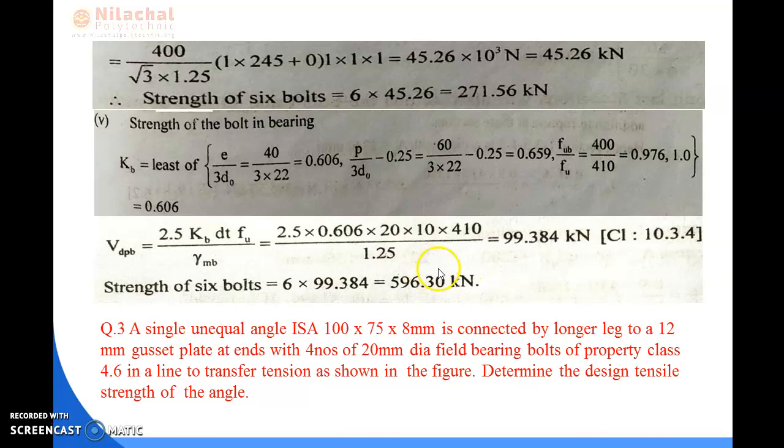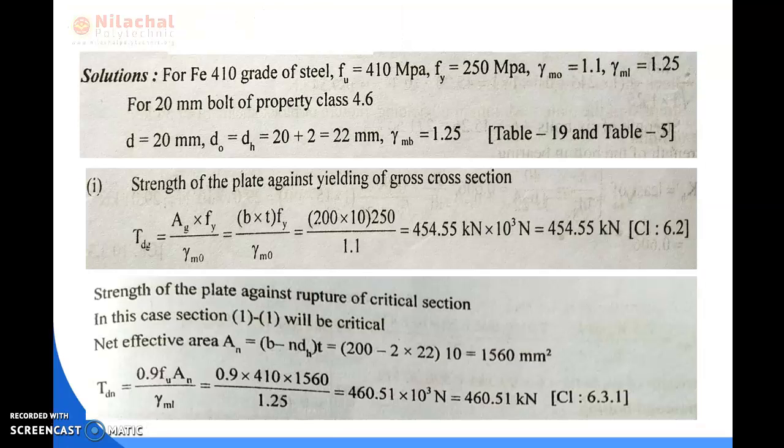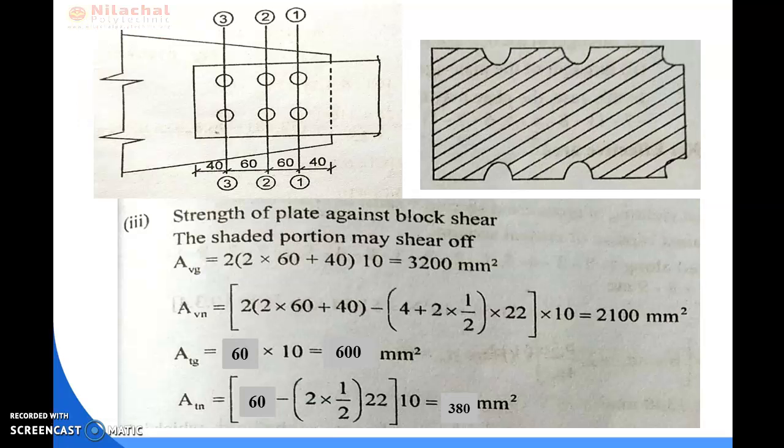So, now the design strength of bolt is the minimum of design strength in shearing and design strength in bearing. So, here is one strength value and here is another strength value. The minimum of these two is 271.56. Hence, the design strength of bolt for this tension member is 271.56. So, in this way, the design part of this plate section is completed.